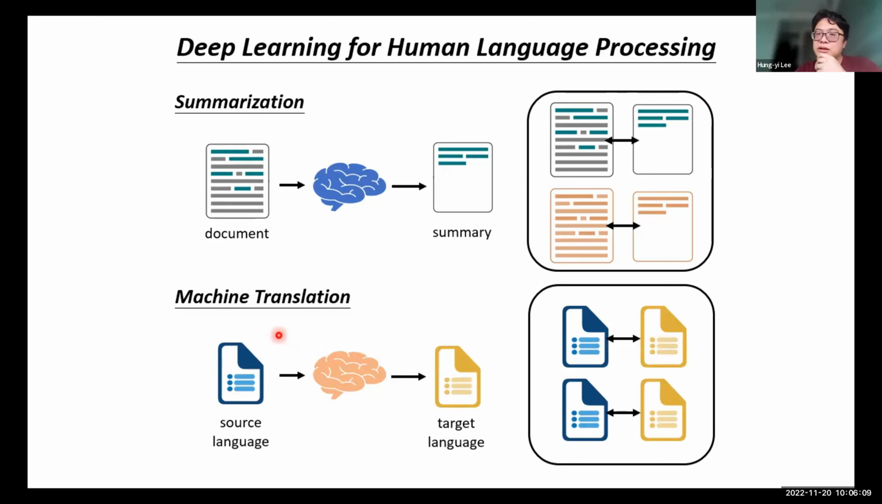To use deep learning to solve the problem of human language processing, for each task, usually you need to collect a large amount of training data. For machine translation, millions, even billions of paired data are usually necessary to achieve a high quality machine translation system.